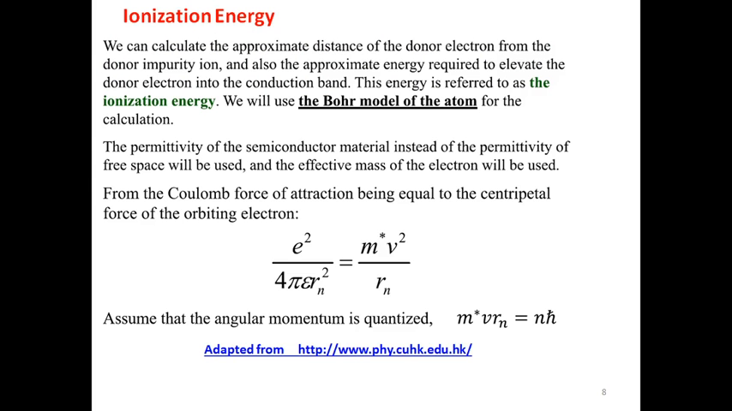Then we'll go for how we calculate the ionization energy. Here ionization energy is important. We have to calculate the ionization energy for pure semiconductors like silicon and germanium, when we add impurities, maybe donor impurities or acceptor impurities. For that purpose we are using a simple Bohr atomic model. In the Bohr atomic model we know the Bohr first postulate, and the second postulate we are using here.